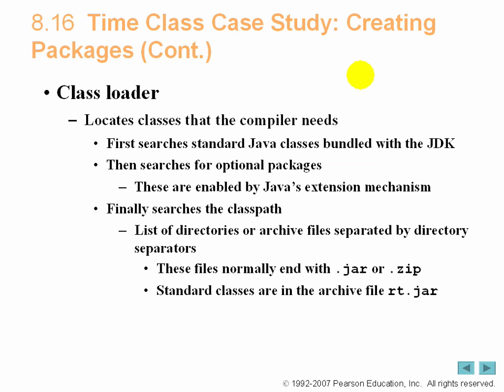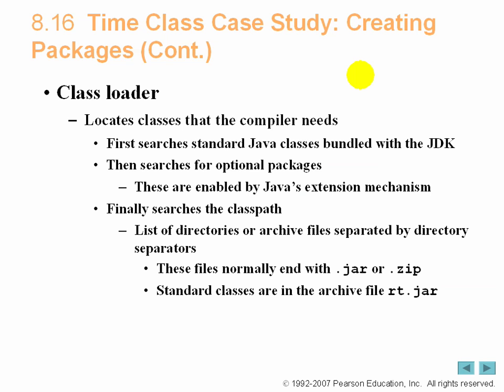And then finally, it searches in something called the class path. Now, the class path is basically just a list of directories in which you can find additional classes. It could be individual .class files in those directories. It could be .jar files, which stands for Java archive file, or .zip files, which are zip archive files. In fact, the underlying structure of a jar file is the same as the underlying structure of a zip file.